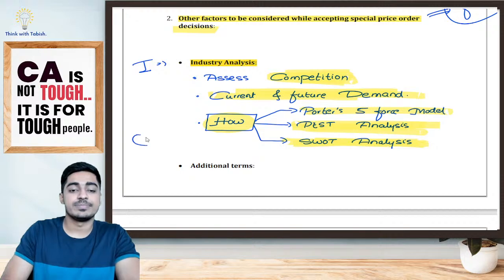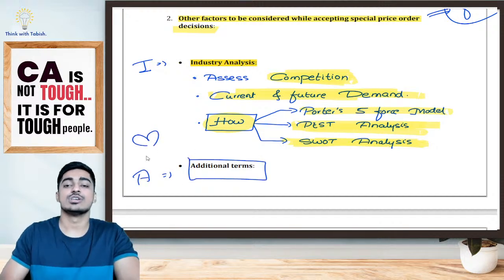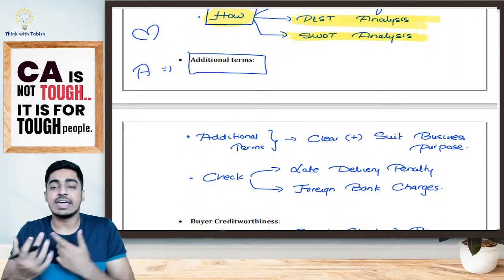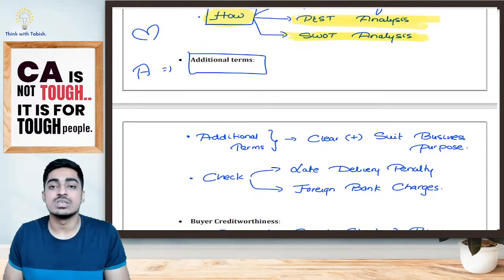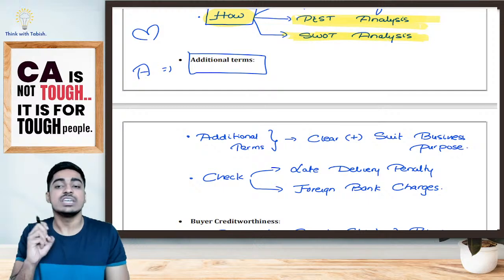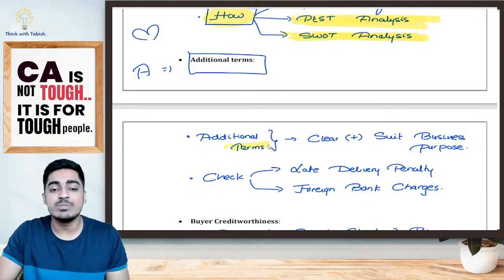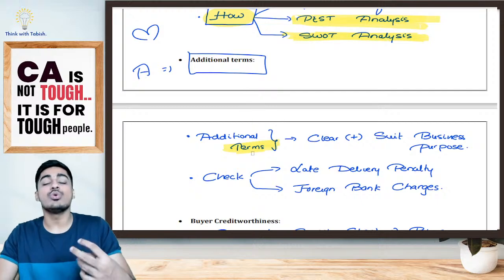Next, in I LOVE ABS, A is the additional terms. Generally, when we are exporting goods, we'll have an agreement under which we are exporting. We need to see whether all the terms provided are clear and suit the business requirement. There should be no vague terms.